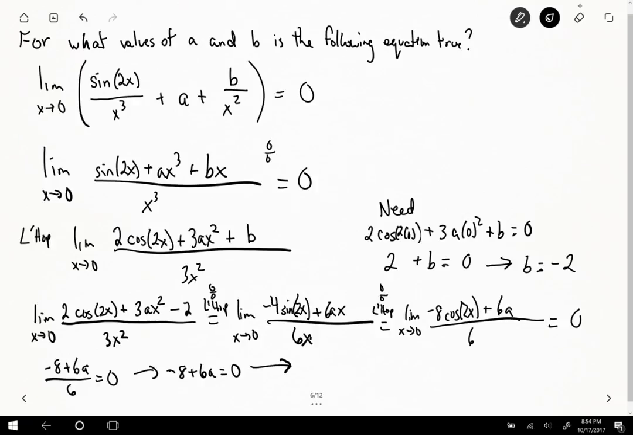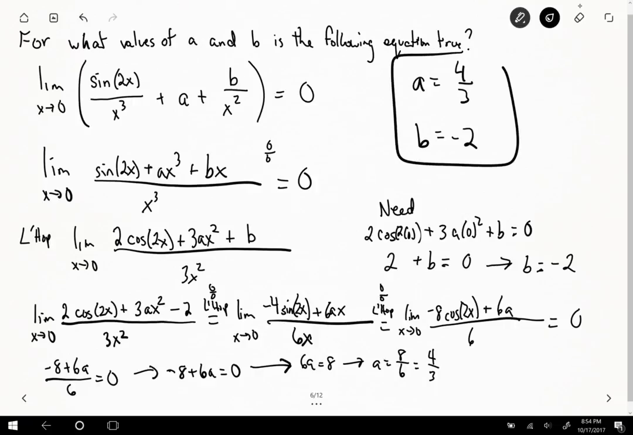So when we move the 8 on over, you get 6a equals 8, which means a equals 8 over 6, which is the same thing as 4/3. So in this case, we have a equals 4/3, and b equals -2. And there's our final answer. Okay. Hopefully that makes sense on that one. If you have any more questions on that part, just let me know.